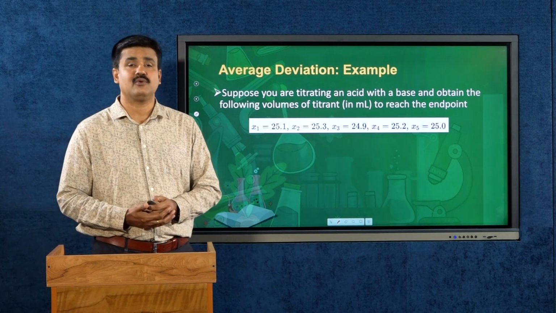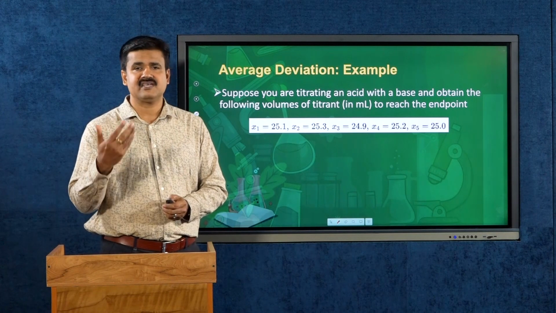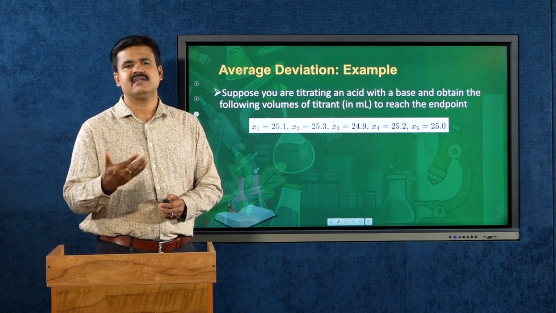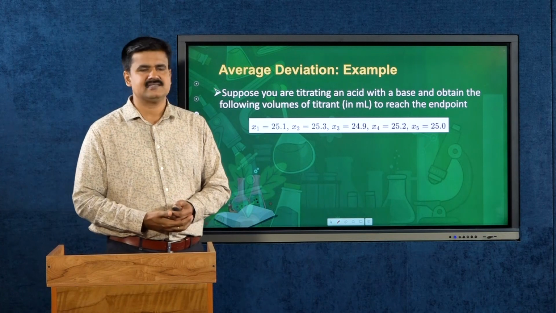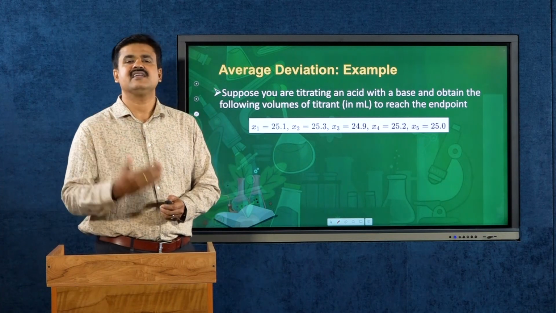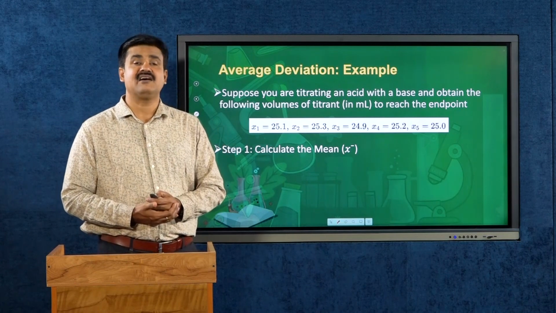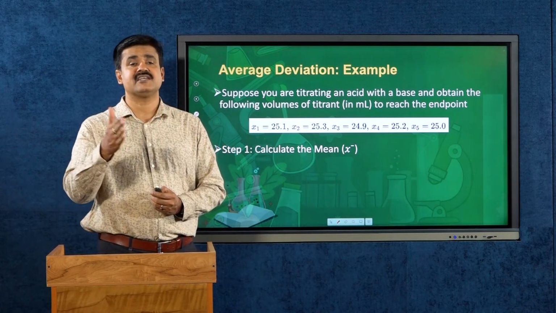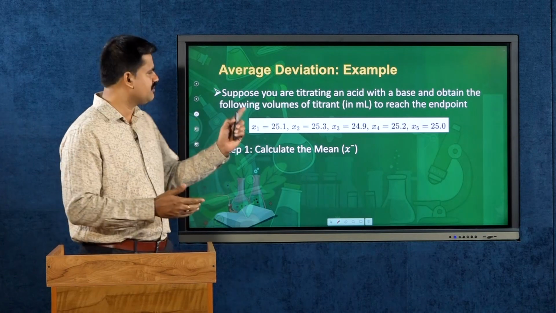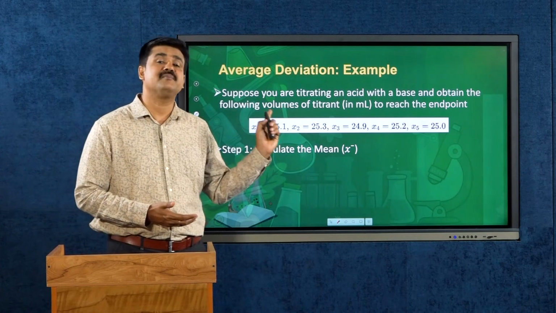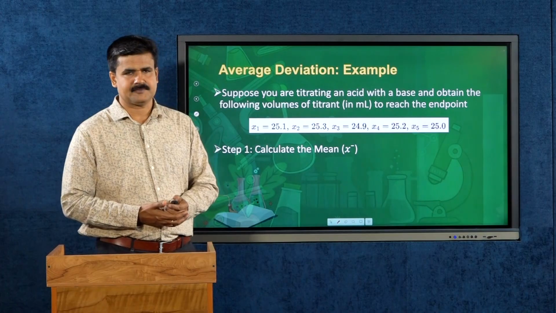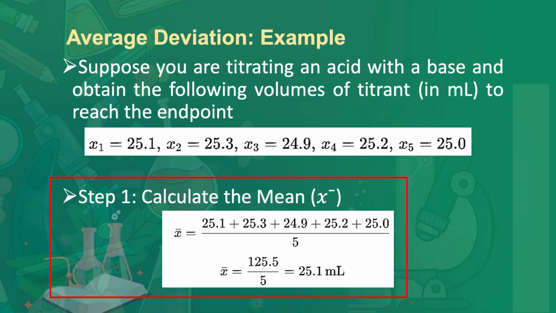5 different volumes at the end point of the titration in the volumetric analysis. Now you have to calculate the average deviation by proceeding systematically through the following steps. In the first step, you have to calculate the mean of all these 5 values. Mean x bar is calculated by adding all these values and dividing by the total number of measurements, which here is equal to 5.